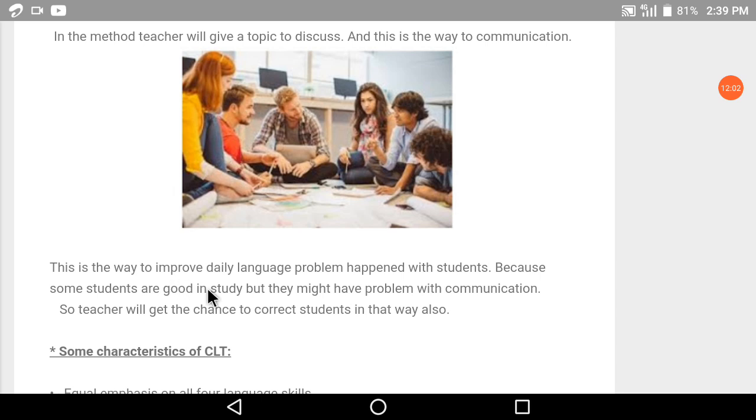Because some students are good in study but might have a problem with communication. A student with 99.99 percent is very good, very quiet, very familiar with his or her subject, but the student might have a problem in communication. He or she cannot communicate properly with any person. So this method will become a good road for those students who are not good in communication. So the teacher will get the chance to correct students in that way also.